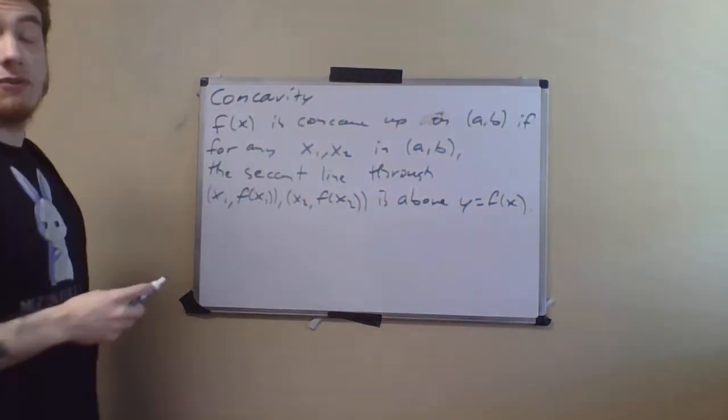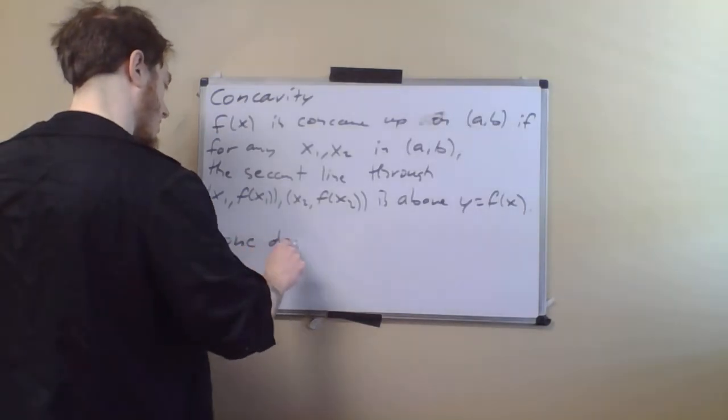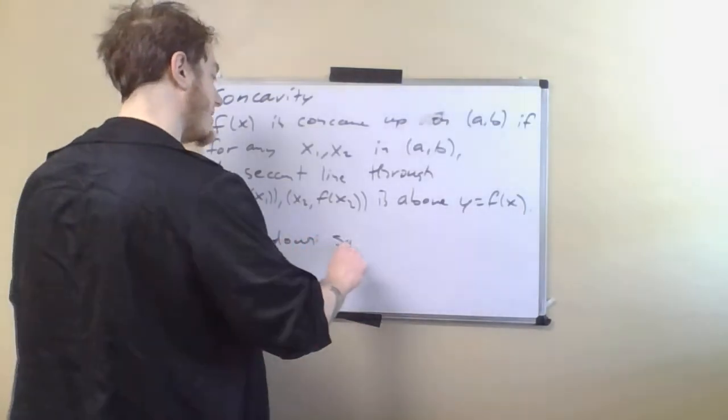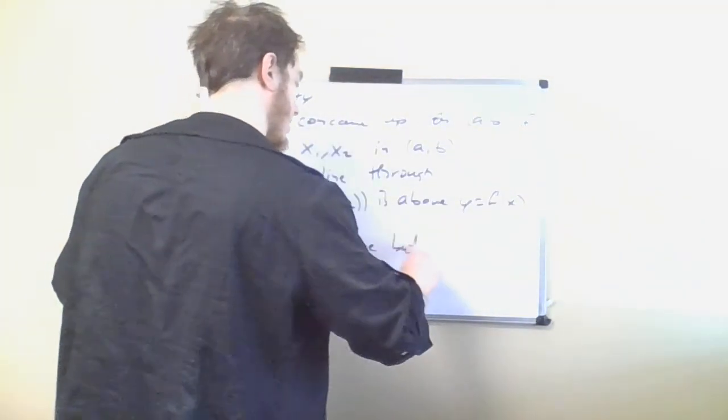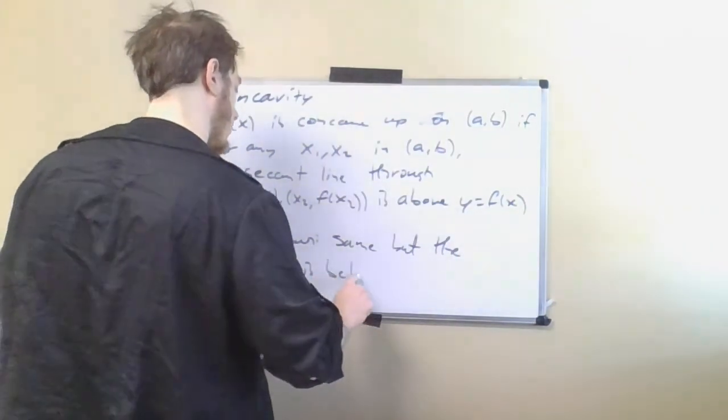And f of x being concave down, basically it's the same definition, but the secant line is below.